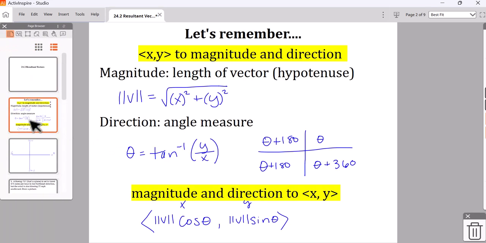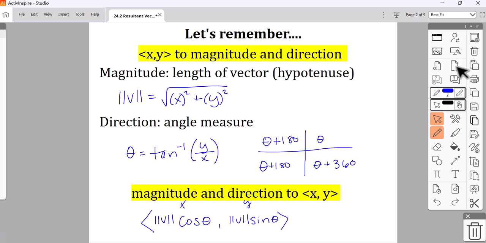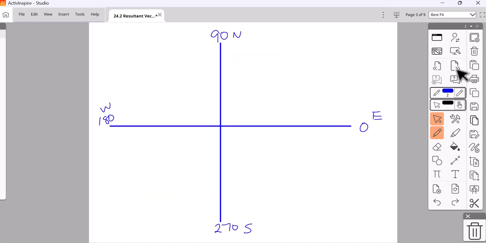Just a refresher for us: when we're finding magnitude from x and y, we use Pythagorean theorem. Inverse tangent helps us find the angle measure, or the direction, and then depending on which quadrant we live in, we have to add something. If you're going the other direction, magnitude and direction to x and y, remember that it's magnitude times cosine of the direction and magnitude times sine of the direction. You should have that in your notes already.